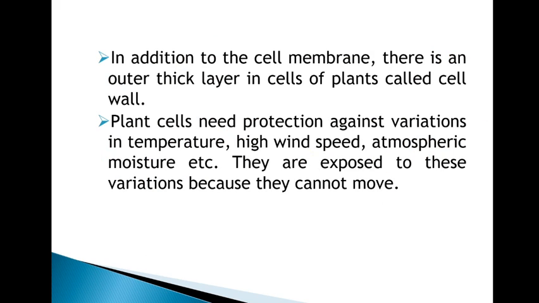In addition to the cell membrane, there is an outer thick layer in cells of plants called cell wall. This cell wall is absent in animals. Plant cells need protection against variation in temperature, high wind speed, atmospheric moisture. They are exposed to these variations because they cannot move. So for the protection, there is an outer thick layer called cell wall.